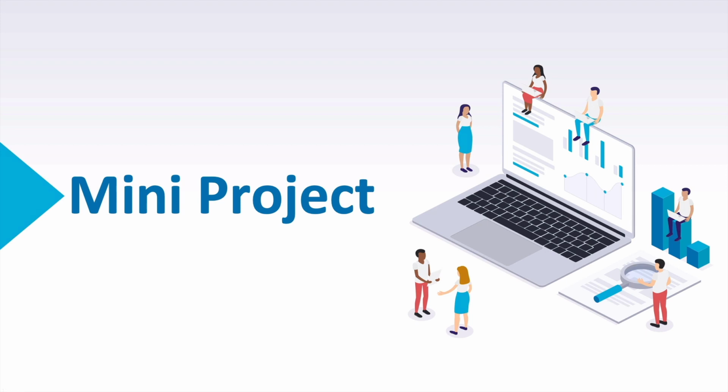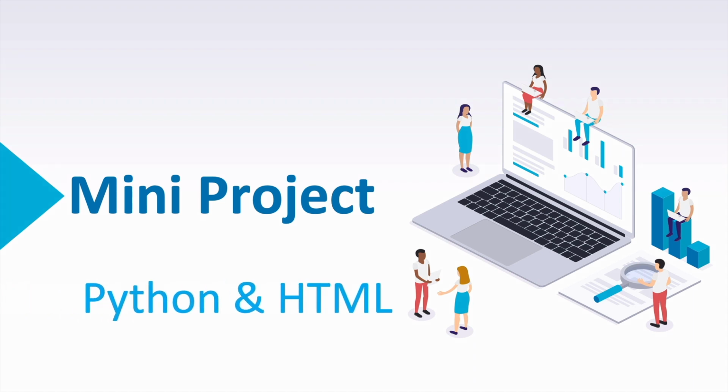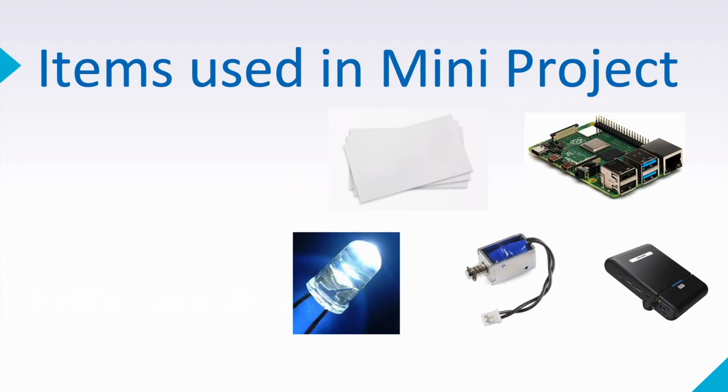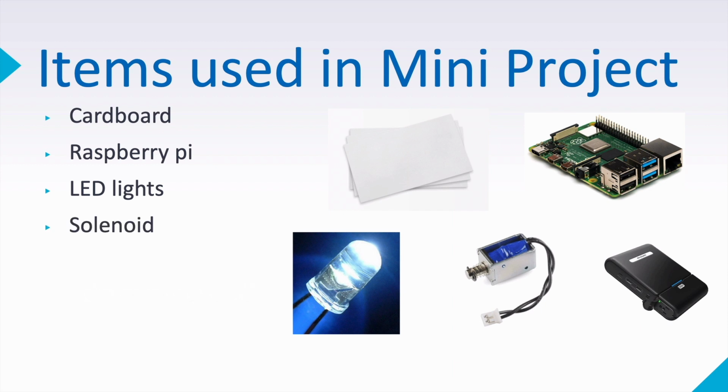I've done a mini project on a home automation system using the Python programming language and HTML for the web interface. In this project, I've used cardboard for the home prototype and a Raspberry Pi, 5 LED lights, and finally a solenoid. To power them up, I've used a portable charger. Let me start by demonstrating my mini project.